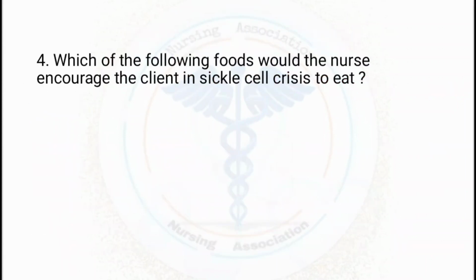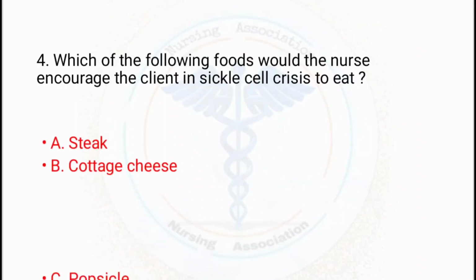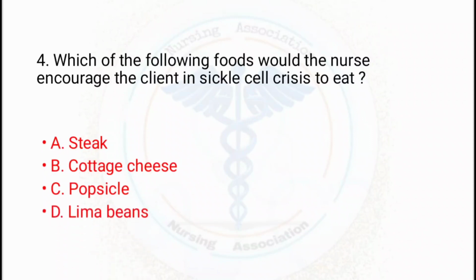Now number 4. Which of the following foods would the nurse encourage the client in sickle cell crisis to eat? A. Steak. B. Cottage cheese. C. Popsicle. And D. Lima beans. Which food will be the best for this client? It is number C. Popsicles.